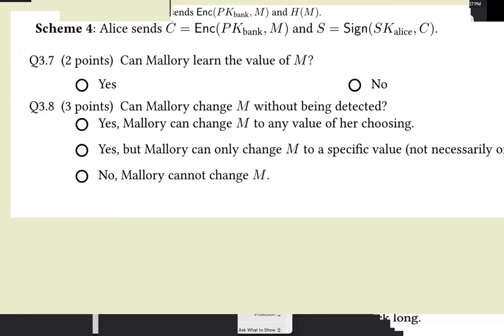Thumbs up if we need more time. Okay. So what do we think? Do we think that yes, Mallory can learn the value of M? What about no? Yeah, okay. And why do we think this? I mean, Mallory doesn't have the key to decrypt, so I'm just guessing that she can't.